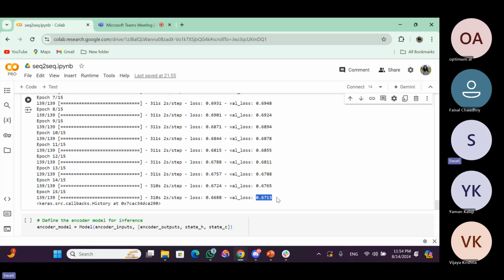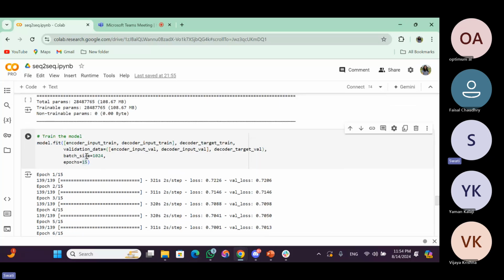A good loss should be like 0.1. When we were calculating the loss earlier, it was 0.002 or 0.05. So at least I would say it should be less than 0.1 to be considered a good model. I will share this notebook so you can try with more parameters, change the batch size, reduce it, and increase the number of epochs.